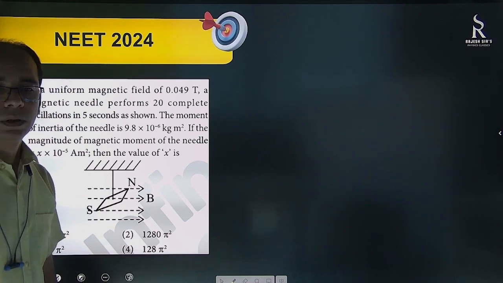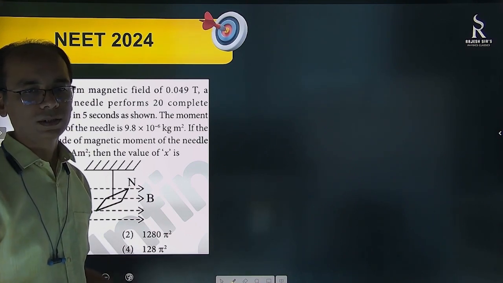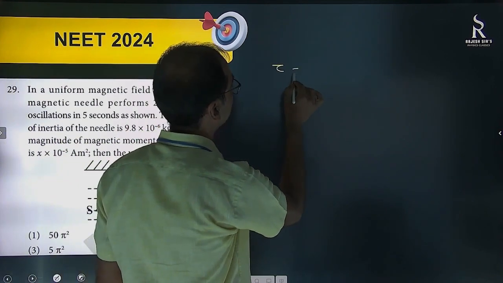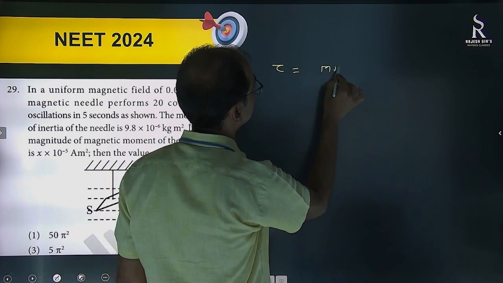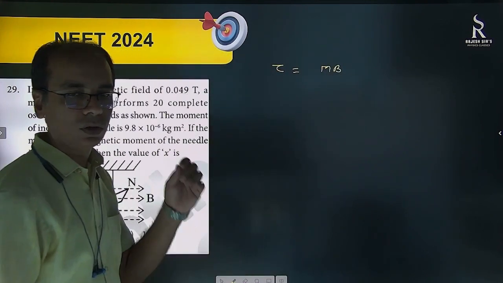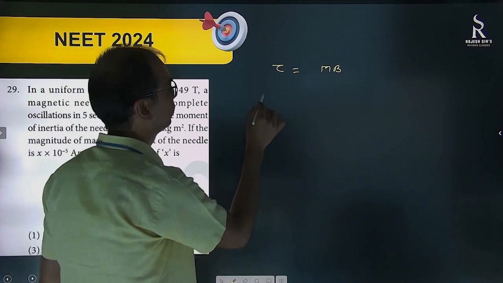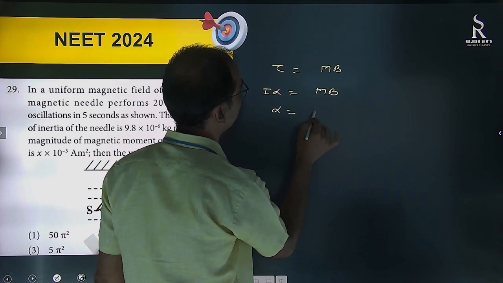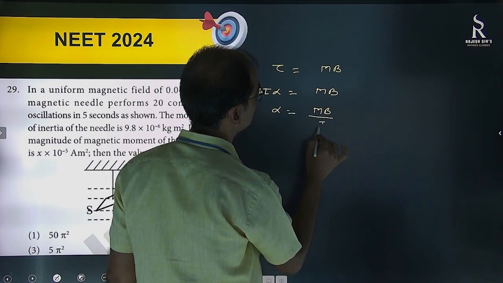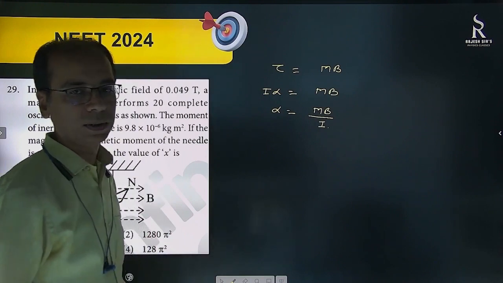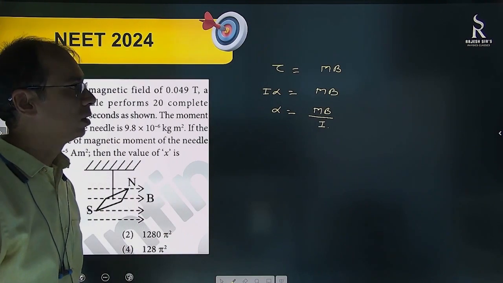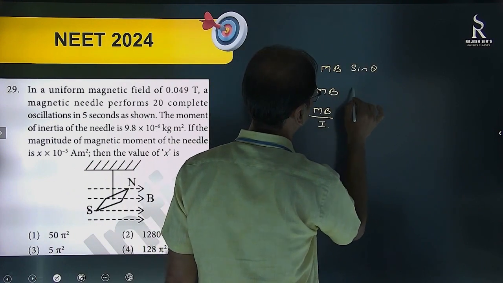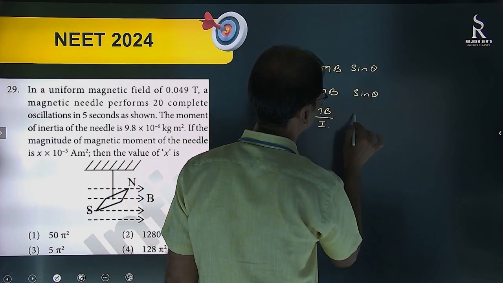First of all, we can see the torque in this one, because torque only will be the restoring torque. The torque formula is mB sine theta, or mB if I consider theta as 90. The torque we can also write as I alpha, so alpha equals mB by I. Now this is restoring torque, and I am not putting the negative sign. Or I should write mB sine theta, because I am doing it in a proper way.